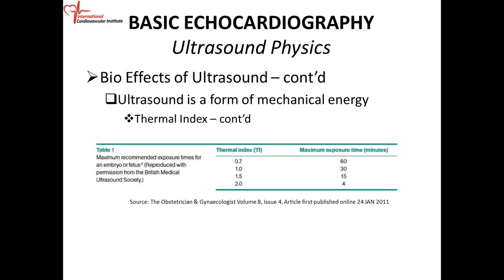And because it affects the fetus, most of this work is done by obstetricians and gynecologists. And this table looks at the thermal index and the maximum exposure. So, to answer your question, Arthur: if you look at an embryo or fetus, to get a thermal index of 0.7, you need an exposure time of 60 minutes.